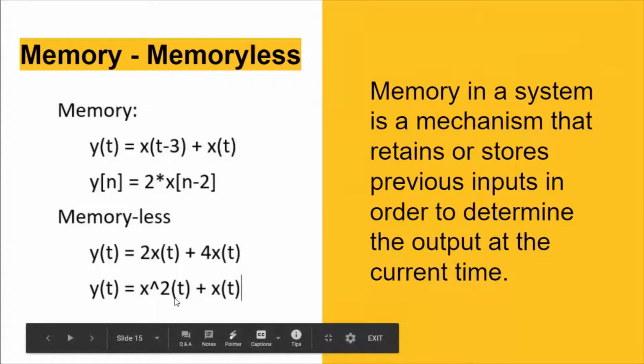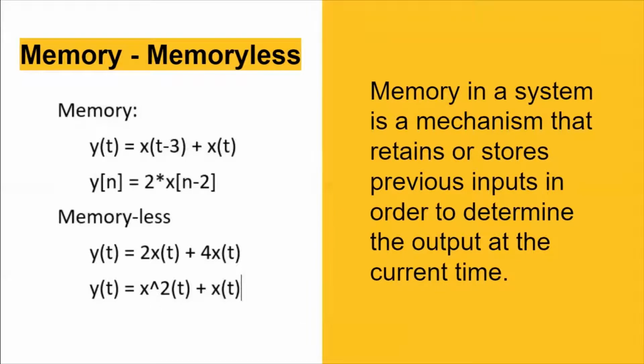And even this x squared of t is still memoryless, because you can just take the current value and square it, and that still gets you the right answer. Another good example of a system that requires memory is y of t equals the integral of x of t. In an integral, you're taking the values of x of t from one point to another point, so that would require you to have stored or remembered all of those values.